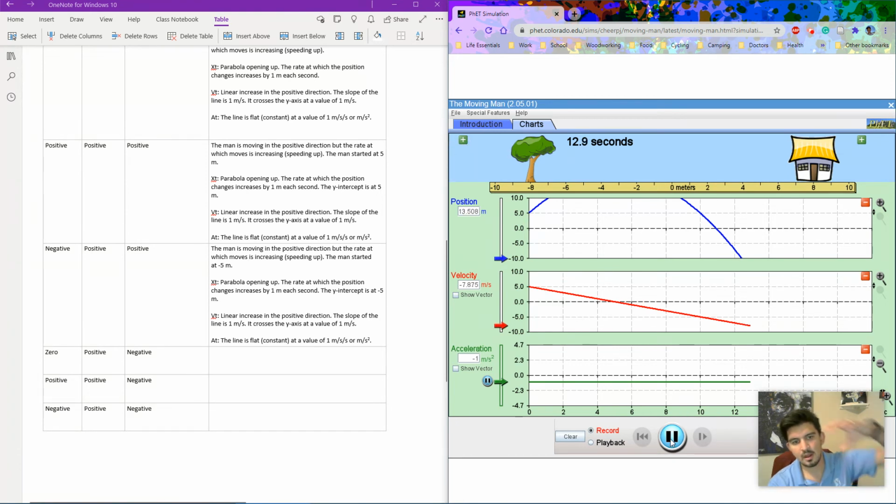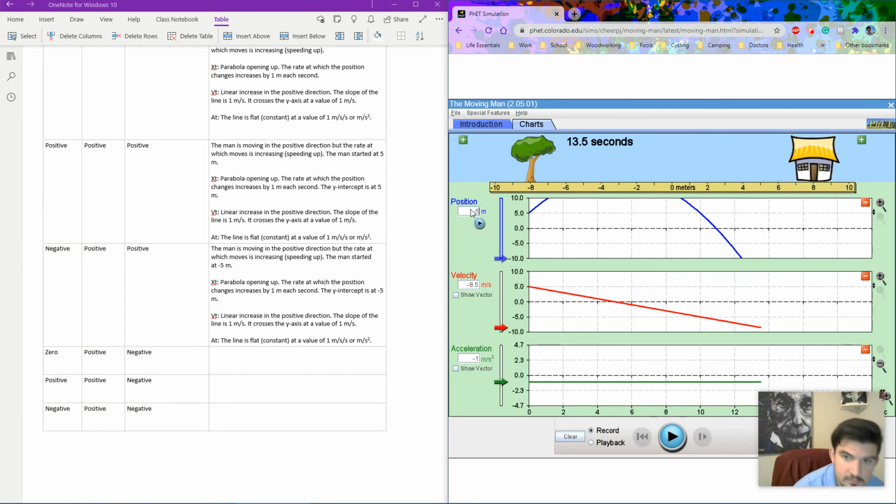So we have another bottom opening parabola. Our velocity decreased till it got to 0. Then it increased in the negative direction. His position, the graph looks exactly the same. The only difference is we shifted it up because our y-intercept was 5 where he started.